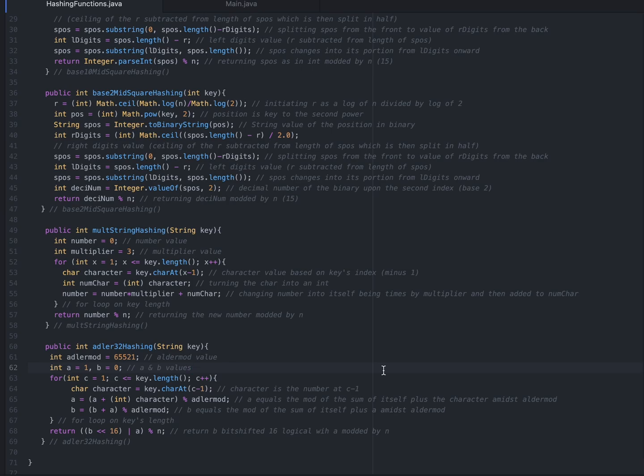And then we have Adler mod, which is that big number 65521. We have the A and B. For each loop on the key's length with C, the character is now the number at C minus 1. A equals the mod of the sum of itself plus the character, amidst all the mod. B equals the mod of the sum of itself plus A, amidst all the mod. And then it returns B bit shifted 16 logical with A, being modded by n.